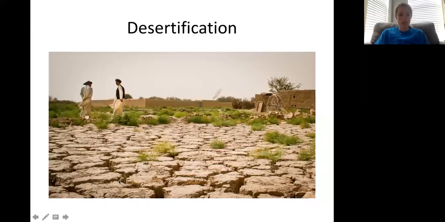And then you can look up here in the front of the image and you can see how the land is cracked and dried and there's nothing growing. So that was a once fertile land, now not so fertile at all.